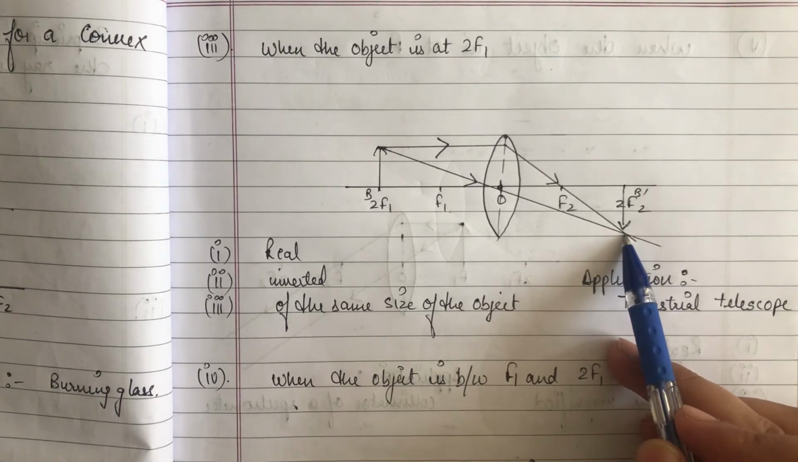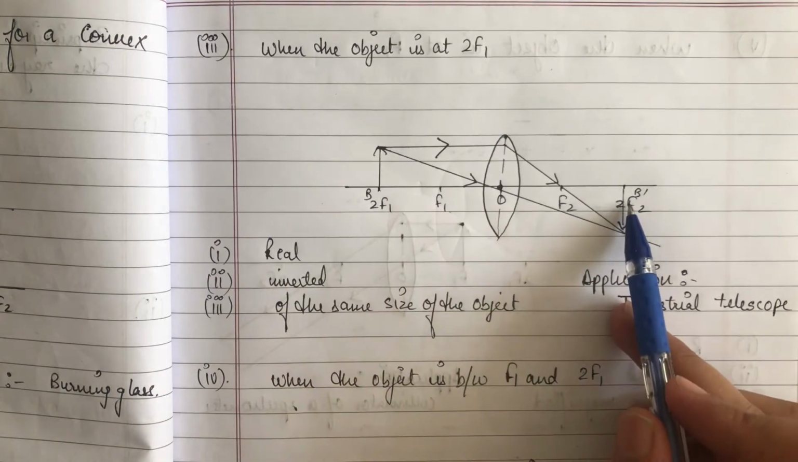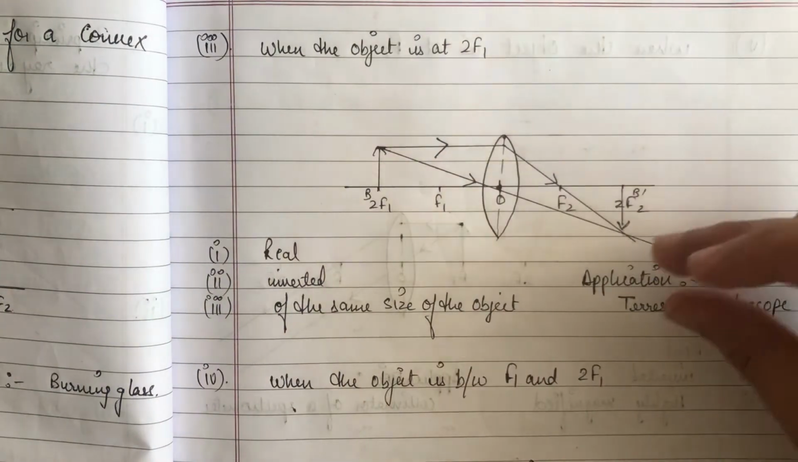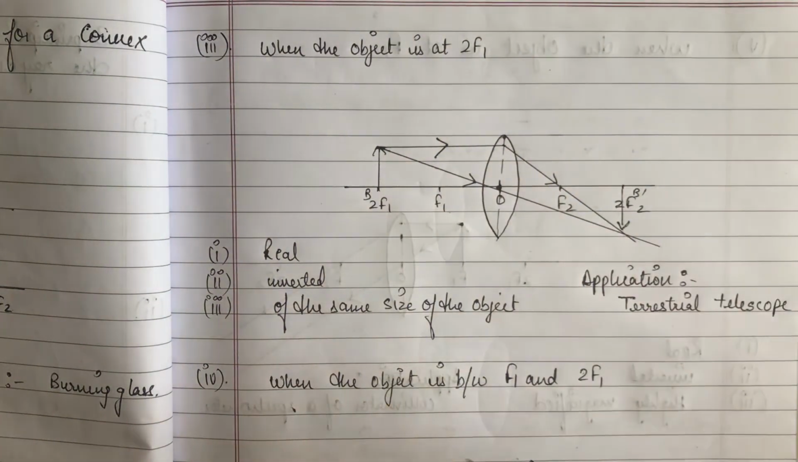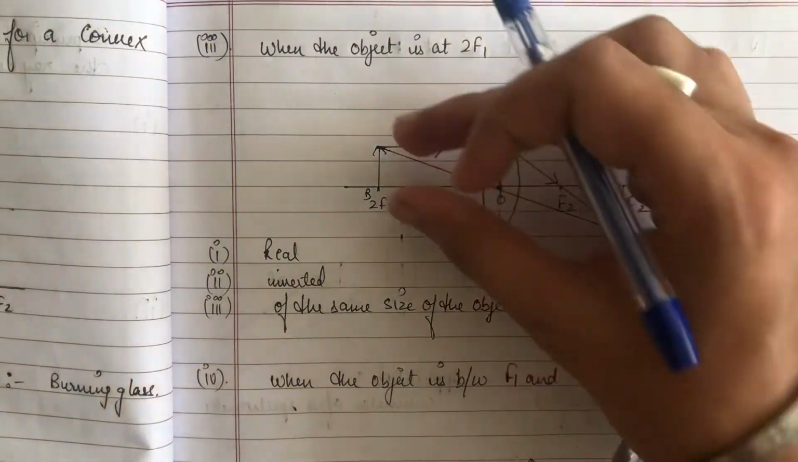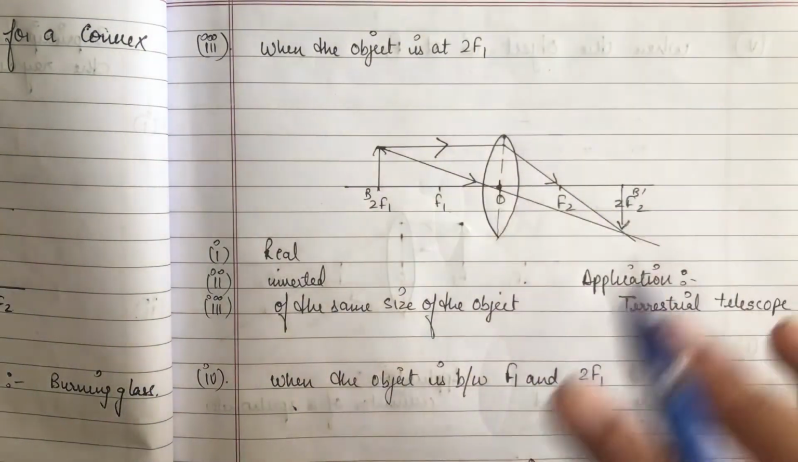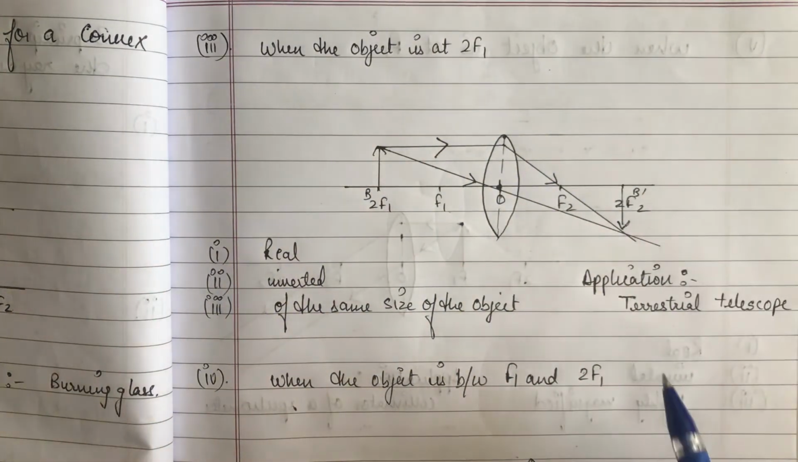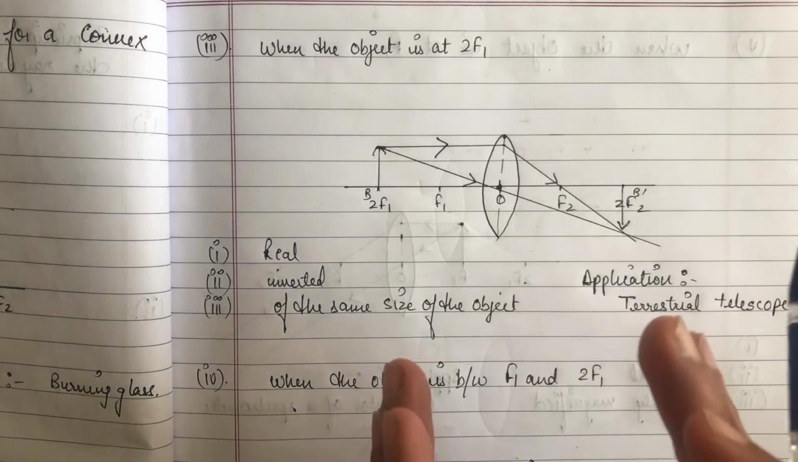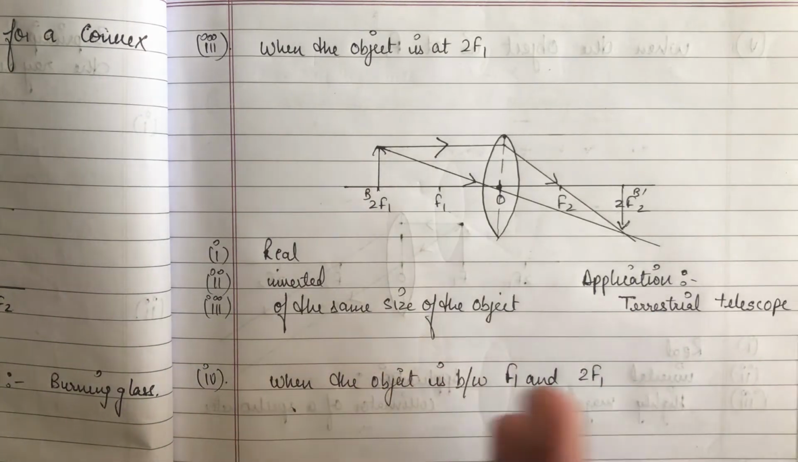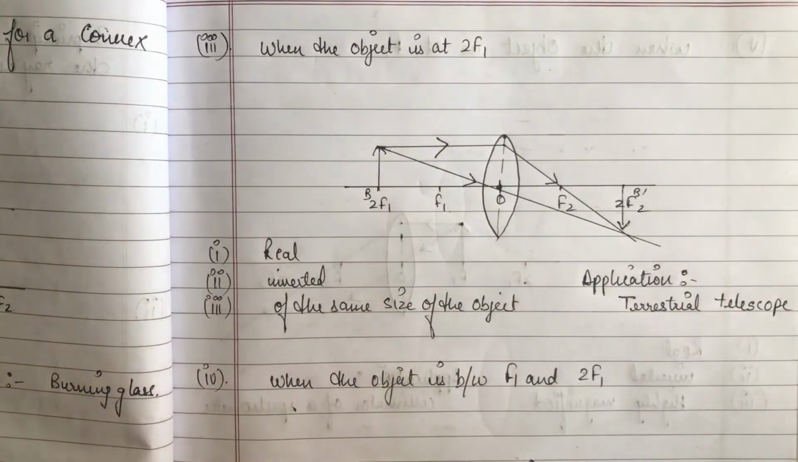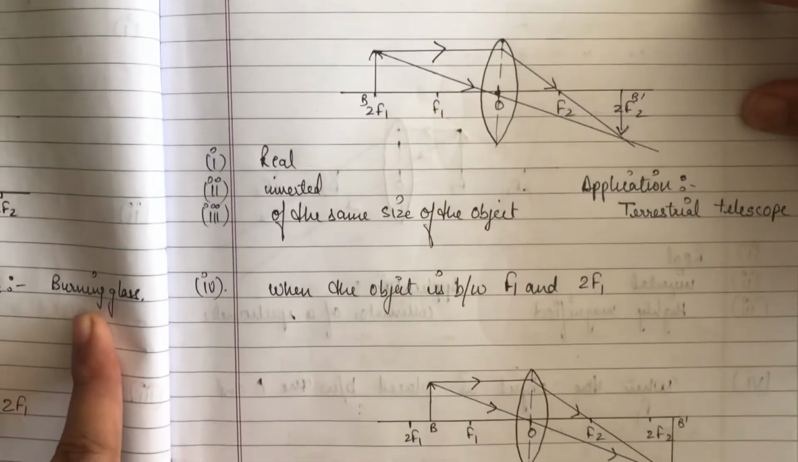So in this case the nature of the image will be real because it is being formed on this side of the lens. It is inverted, you can see the image formed is upside down, inverted. And it is of the same size as the object, meaning the object size and the image size will be the same in this case, and this is used in a terrestrial telescope. Okay, a very important case, because in this case the object and the image size is the same. Okay, when the object is placed at 2f1. Quite important.